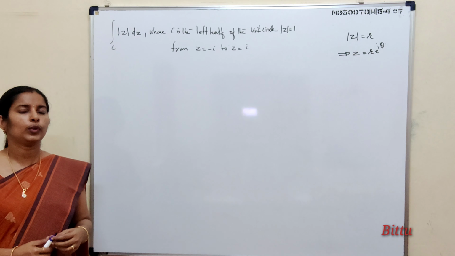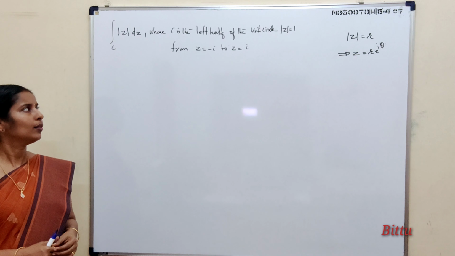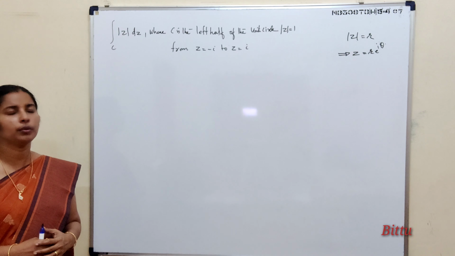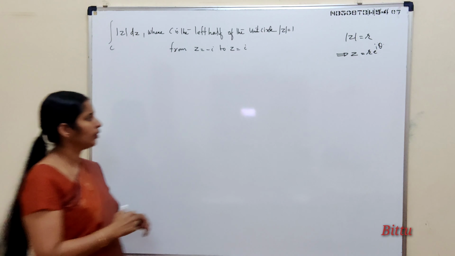Next we have to answer another interesting question. The integral over C of mod z dz, where C is the left half of the unit circle, mod z equal to 1, from z equal to minus i to z equal to plus i. See here, what is C? C is the part of the unit circle.